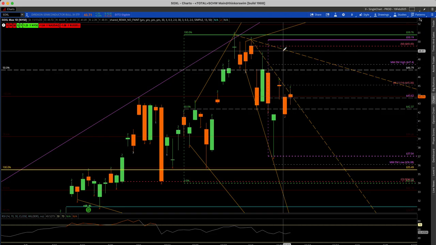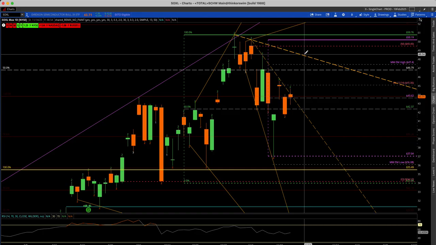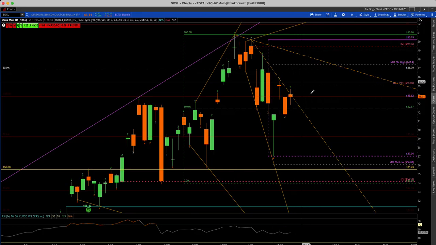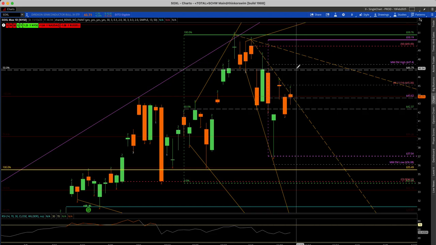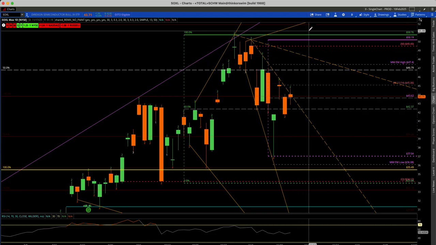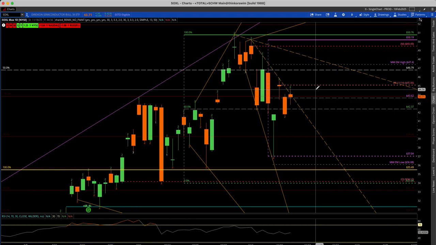If we break above that, then we've got obviously this first initial daily downtrend line to deal with and the month flip. So still got a lot of work to do to the upside, even if we do push up, right? It's not all roses to the upside. We got to keep that in mind.